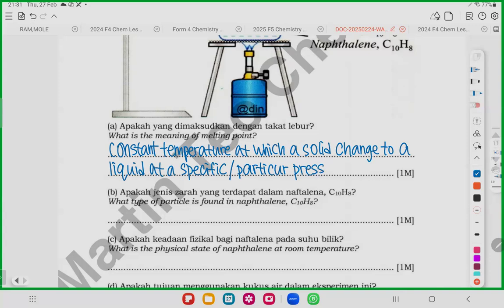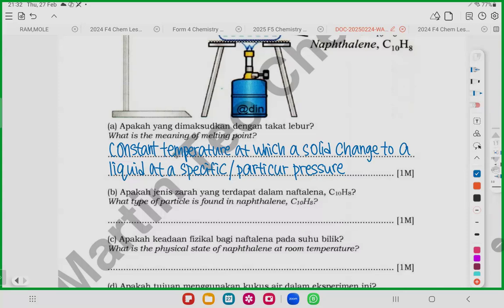If you forget to write the pressure, the examiner will forget to give you the mark. So you get 0. So don't be forgetful. You forget to write, they forget to give you the mark. Please be very, very careful on this. It's not really hard actually.